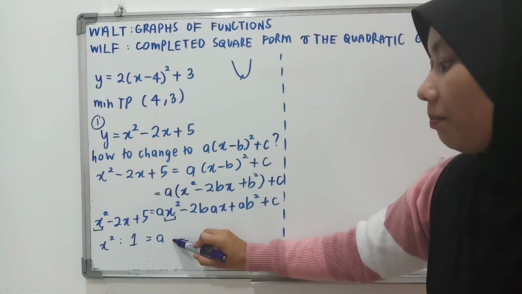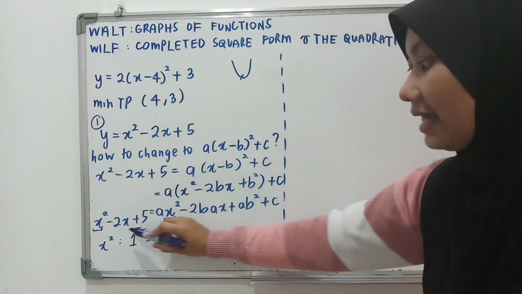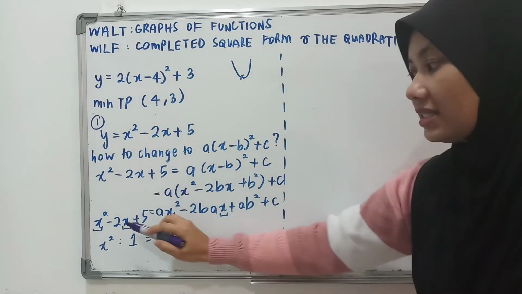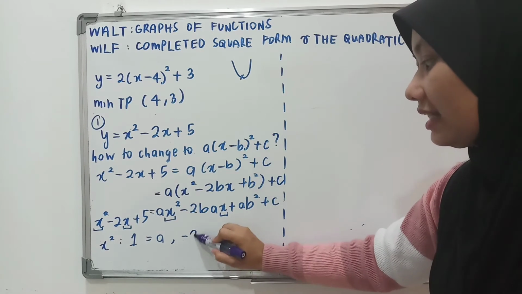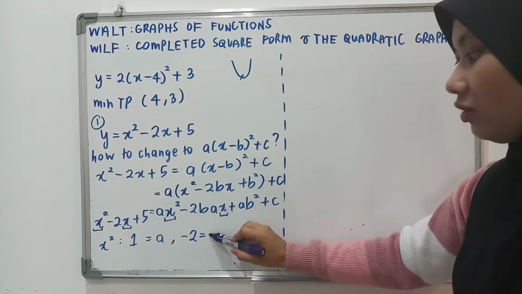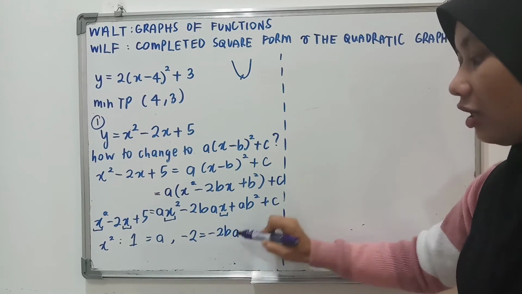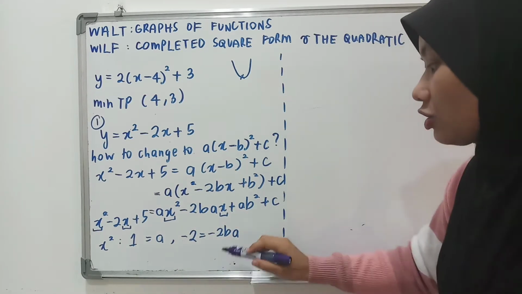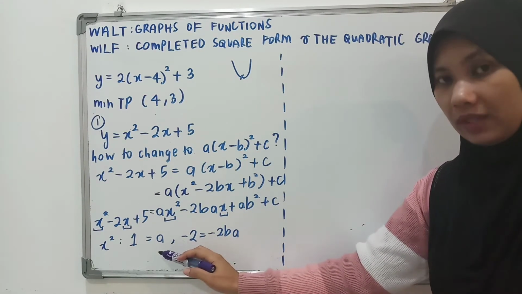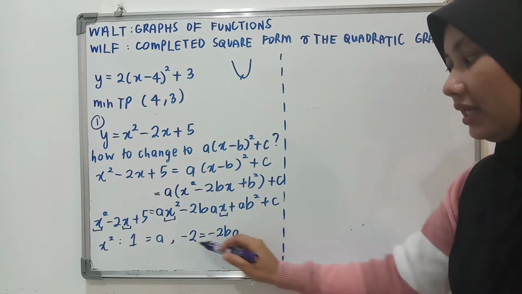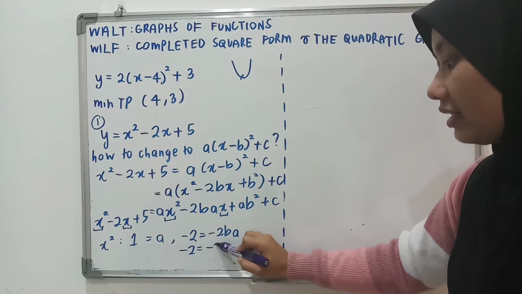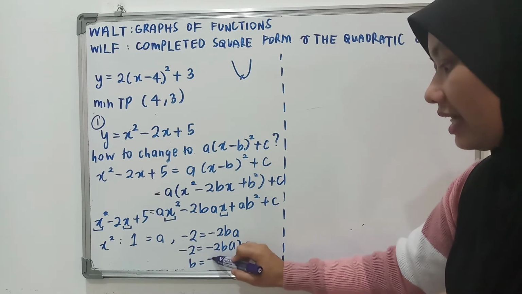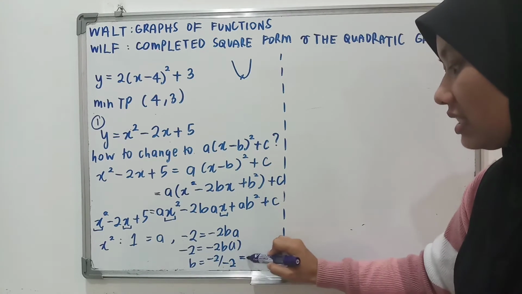Now I compare the second term, which is x. What is the value in front of your x? That is just negative 2, equals to negative 2bA. You take everything in front of your x. From the previous calculation, we know that A is just 1. Just substitute 1 in here. So negative 2 equals negative 2b times 1. So how do we get b? b is just negative 2 over negative 2, which is equal to 1.